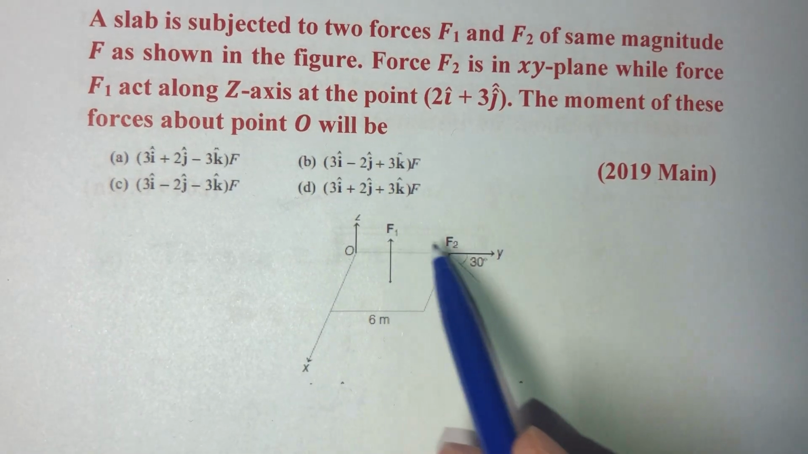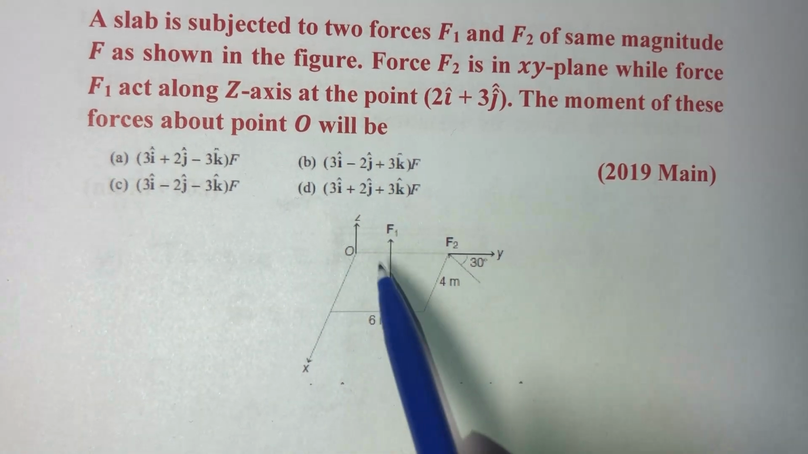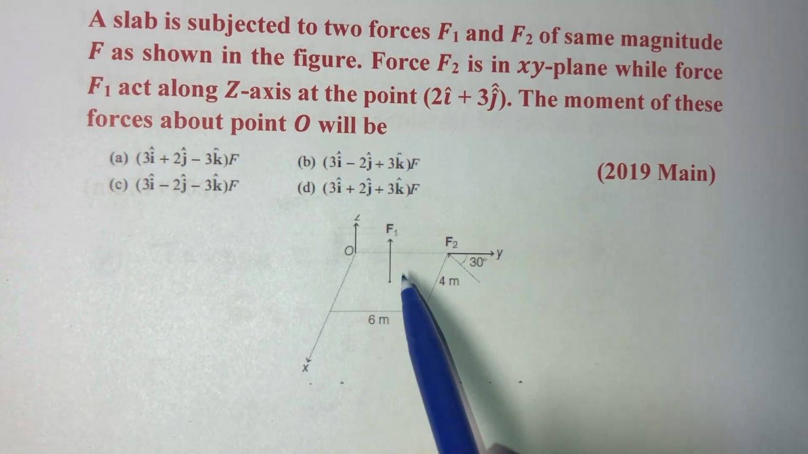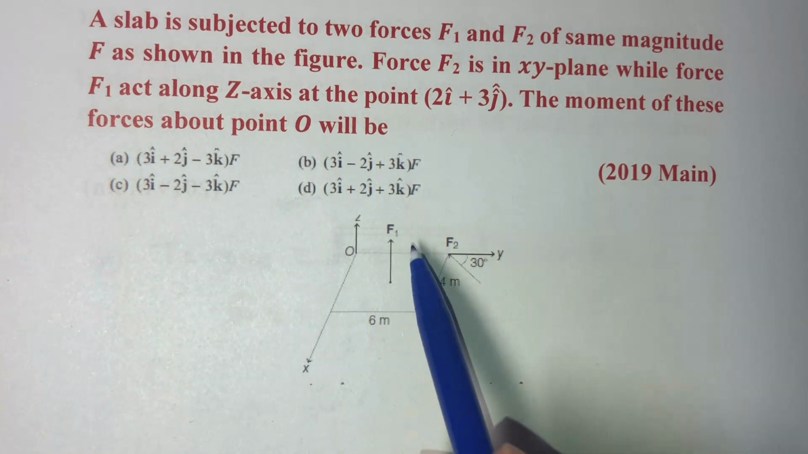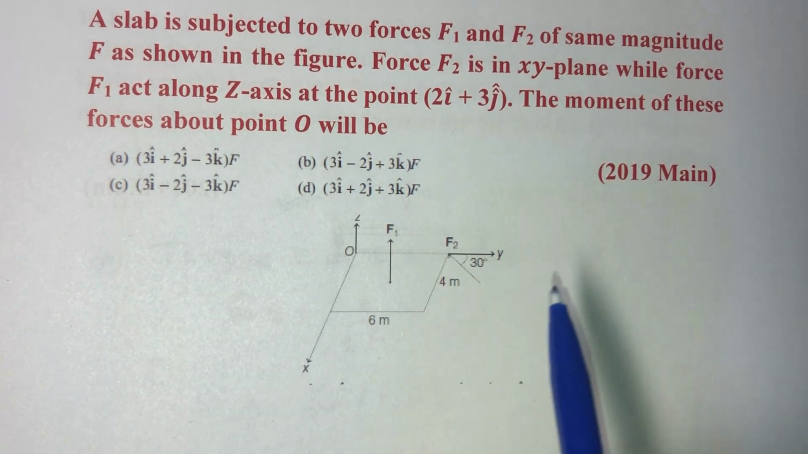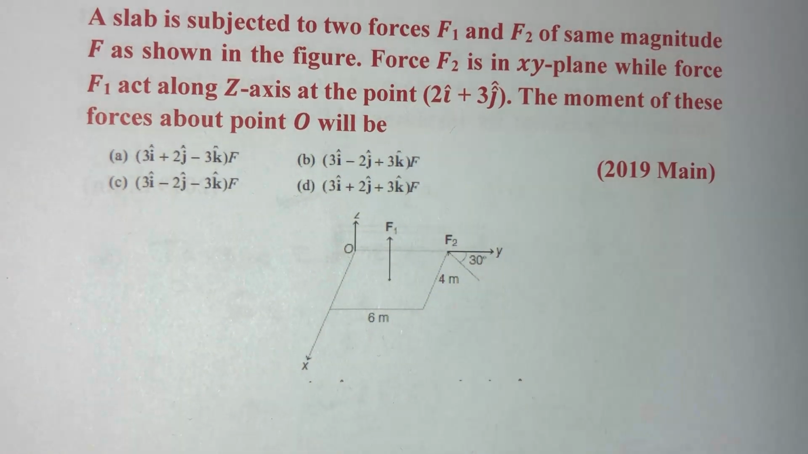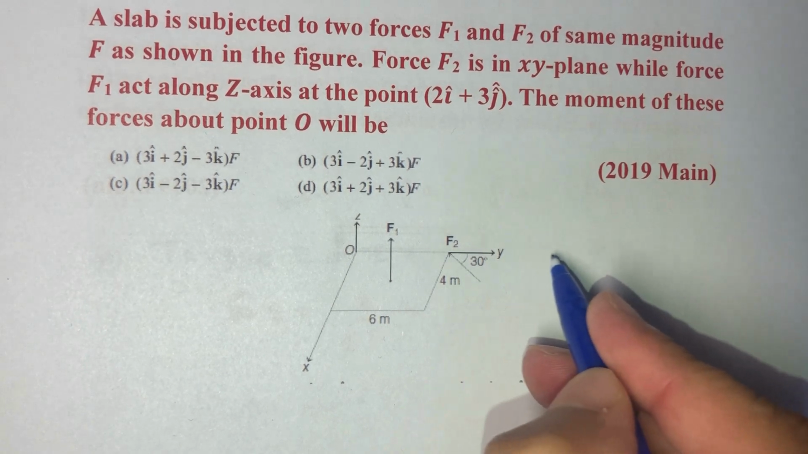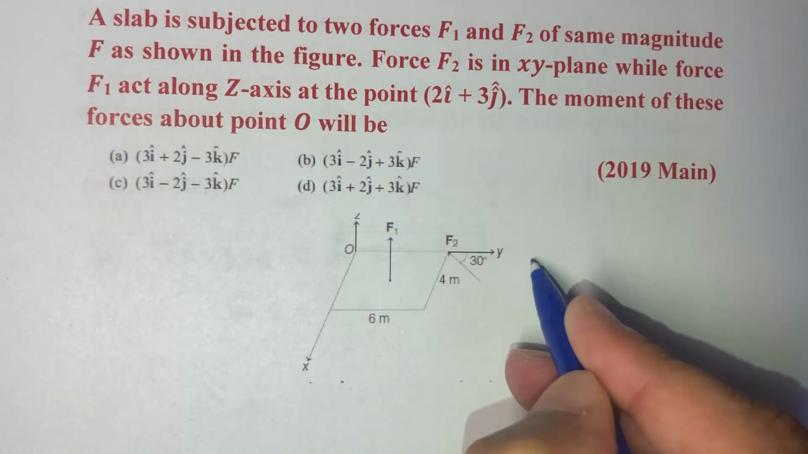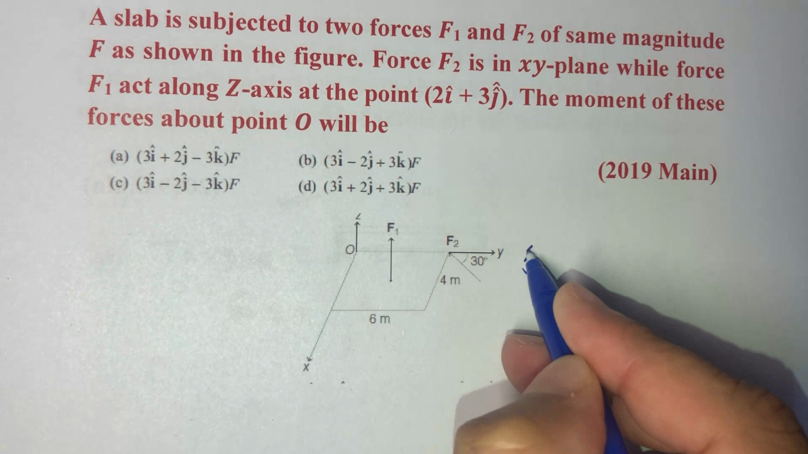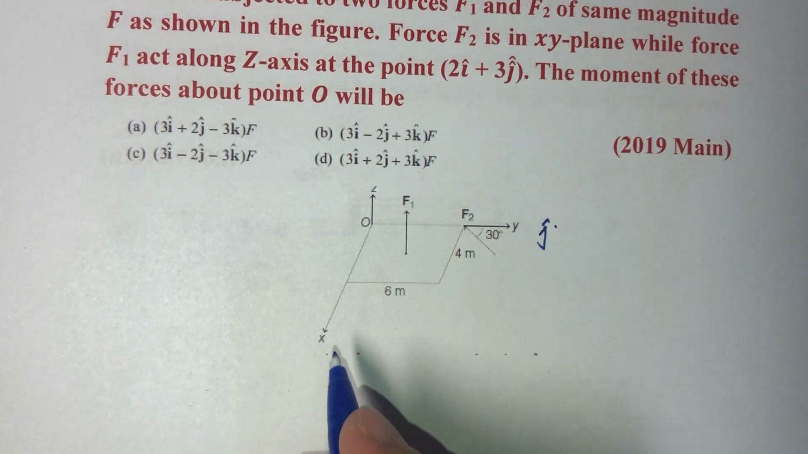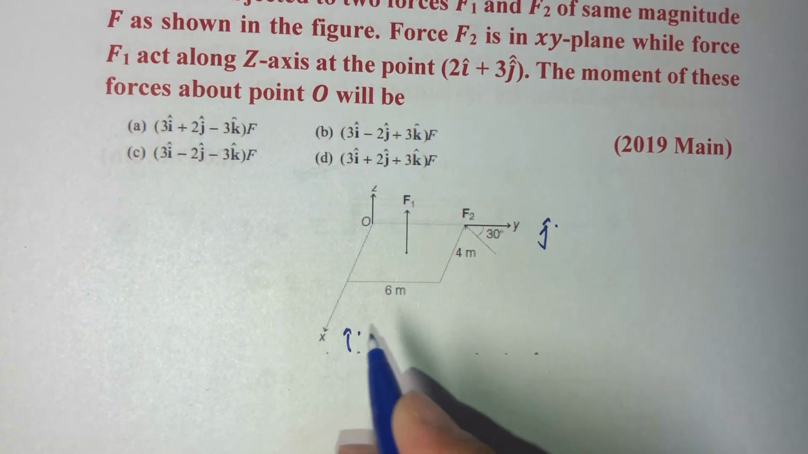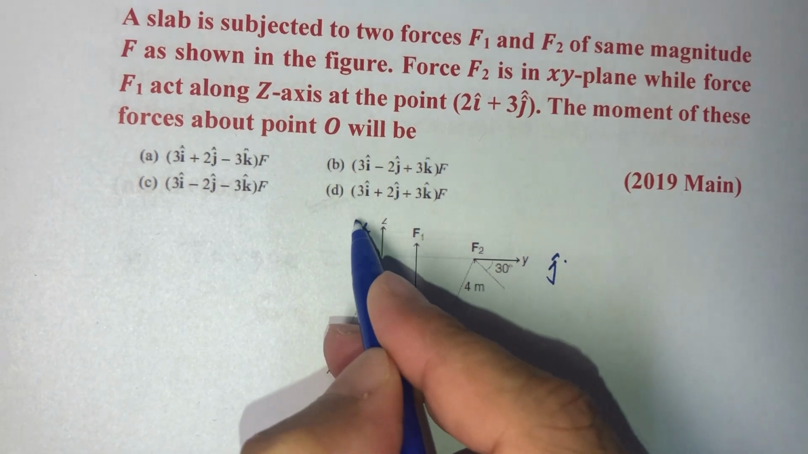So there are two forces F1 and F2. F2 is acting on xy plane and F1 is along z-axis. So we have to find out the total moment. Moment. Okay. So we can say that the unit vector along y is j, along x will be i, and along z it will be k unit vector.